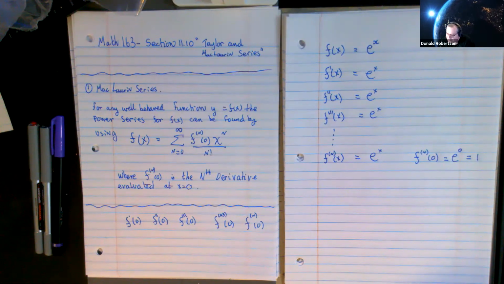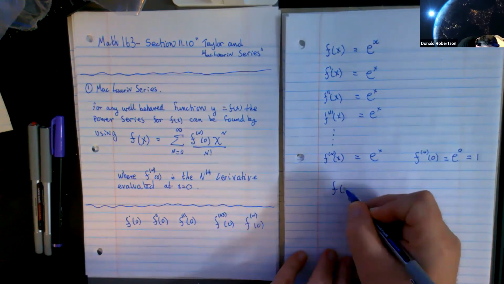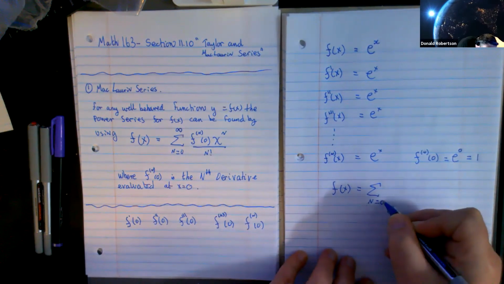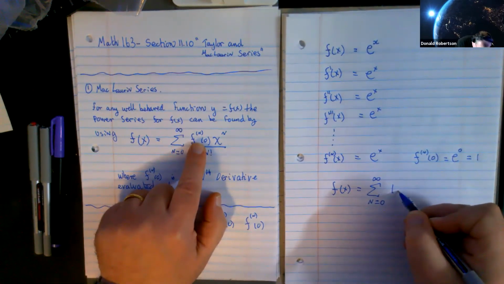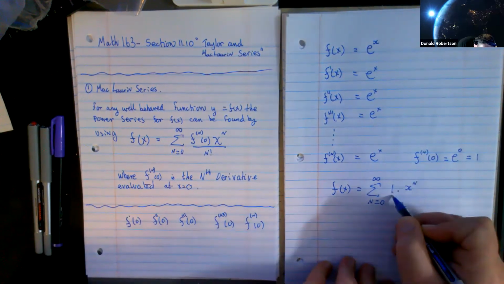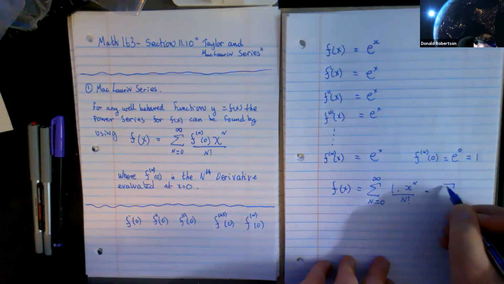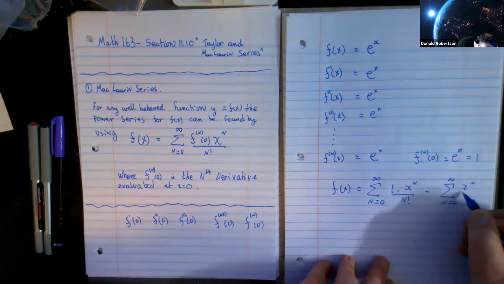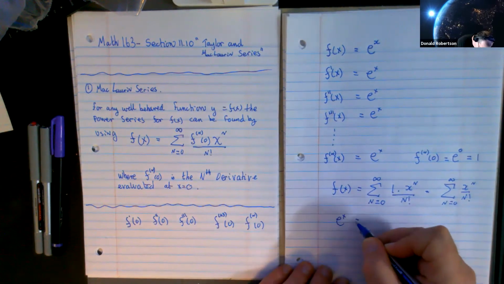So far, so good. Now, Maclaurin's series, the power series of f of x, is sigma n equals 0 to infinity, the nth derivative at 0, which is 1, x to the power of n over n factorial. Well, nobody would say 1 times something. Wow. The power series for e to the x.